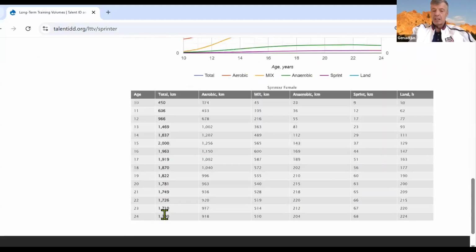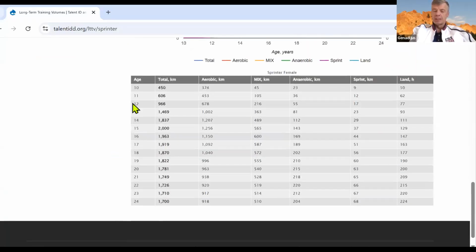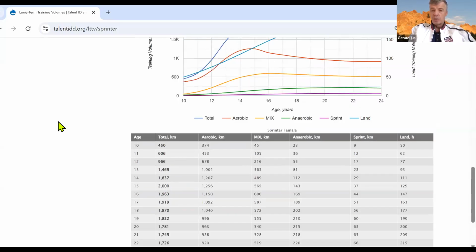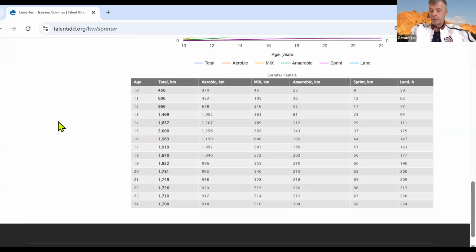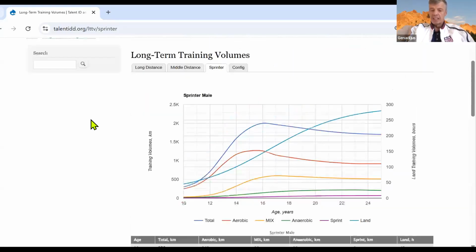For females, they swim more because they mature earlier. At age 10, 450 kilometers, reaching 2,000 at age 15, earlier than men by 1 year. In fact, it's 1.5 years. And then volumes gradually decrease up to age 24, reaching 1,700 kilometers. It's the same pattern, similar volumes, but females increase volumes and intensities earlier than males.